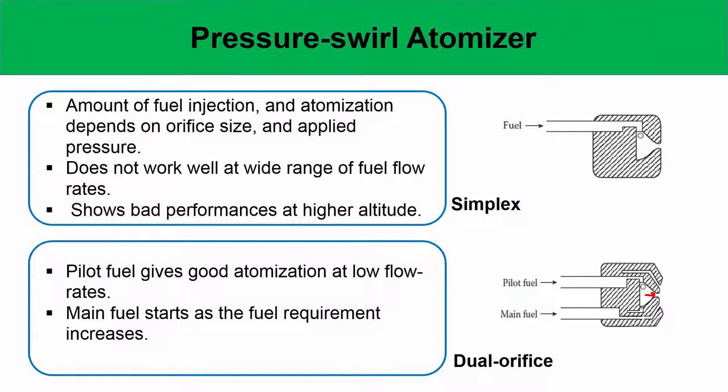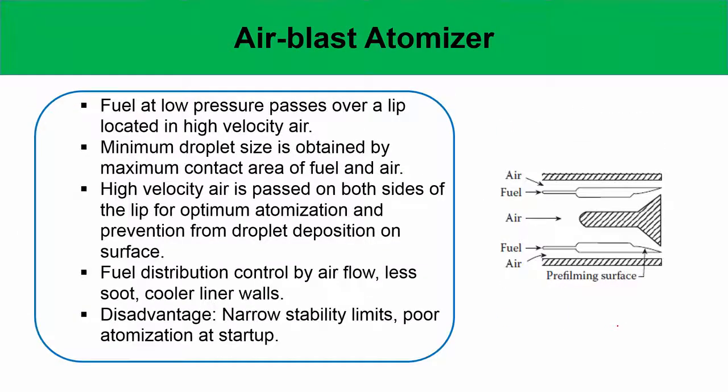So, this way you can convert a simplex atomizer to basically this dual to operate for a range of conditions. So, that is the thing, and then you have these air blast atomizers, where you basically use the air to cause a shear on the fuel column itself, so that it can atomize and produce smaller and smaller droplets. Air blast atomizers are widely used in gas turbine engines.